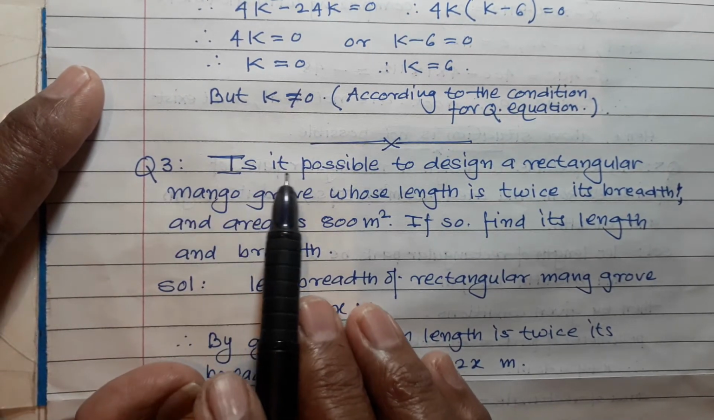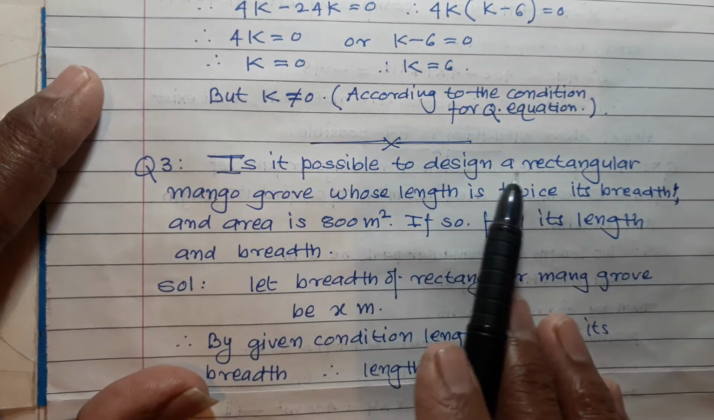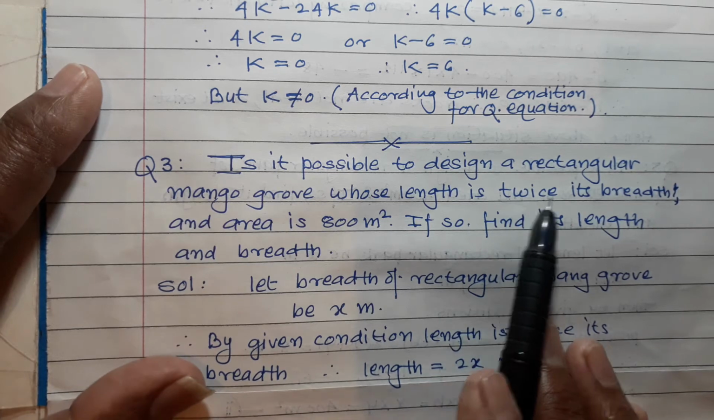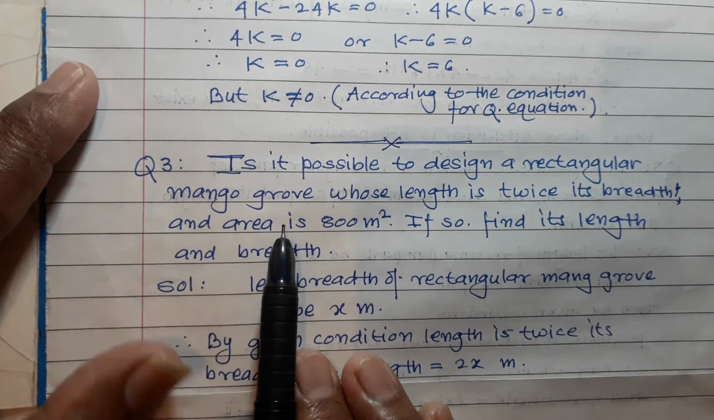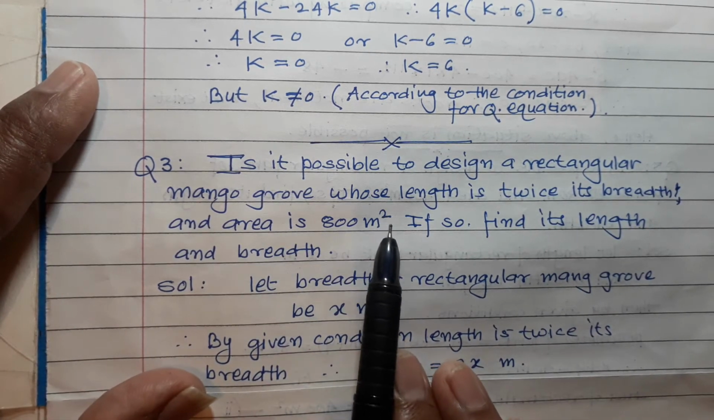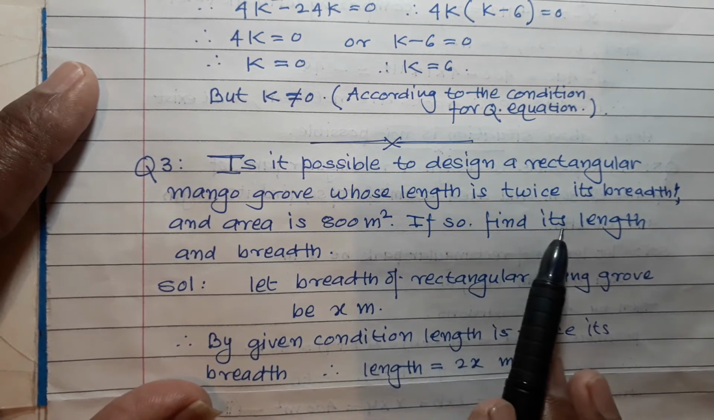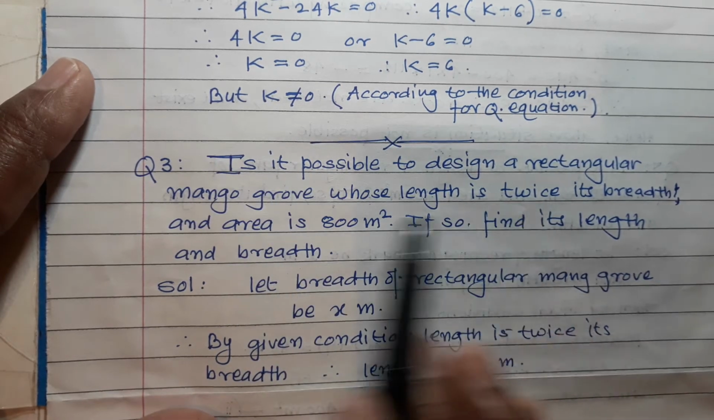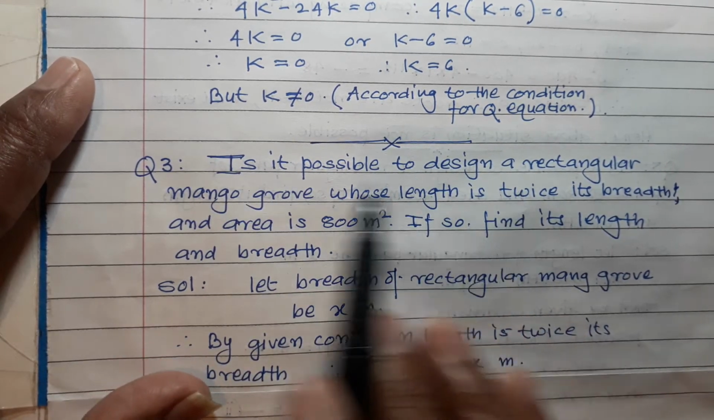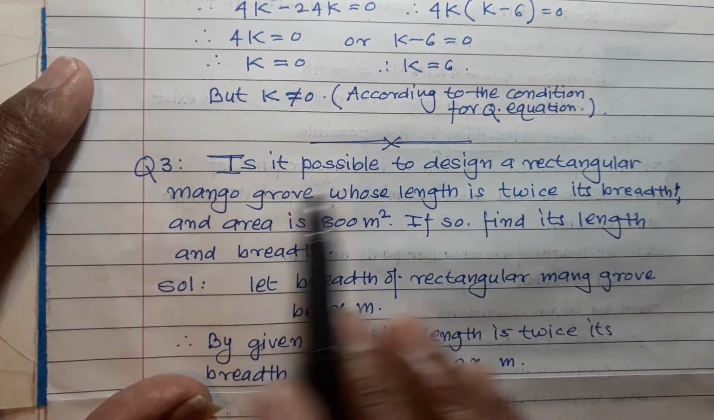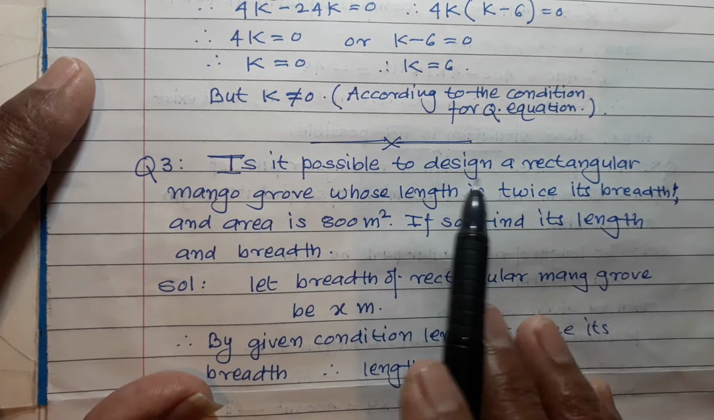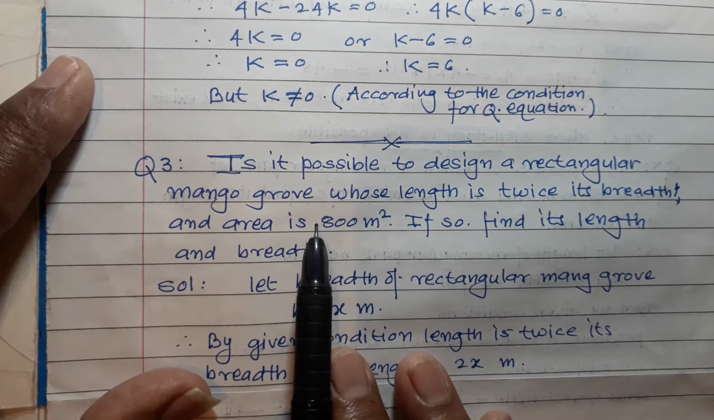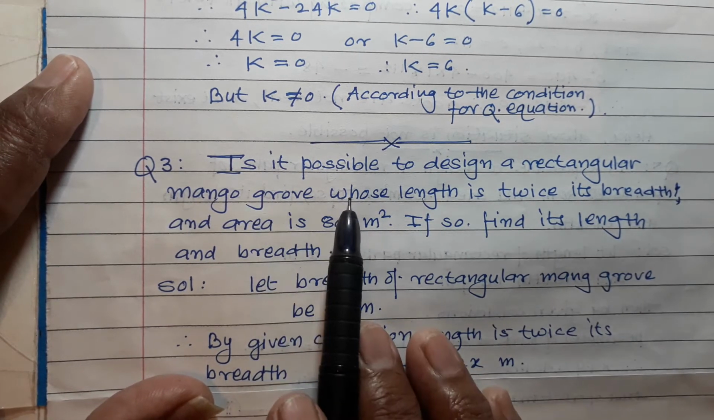Question number 3. Is it possible to design a rectangular mango grove whose length is twice its breadth and area is 800 square meters? If so, find its length and breadth. Okay. Now in this case you have to decide whether by means of the given conditions you can design this rectangular mango grove. Okay.